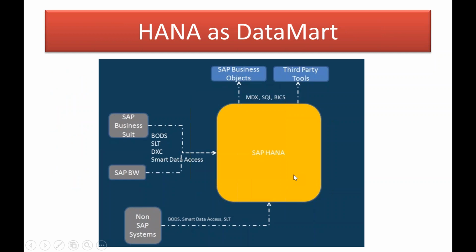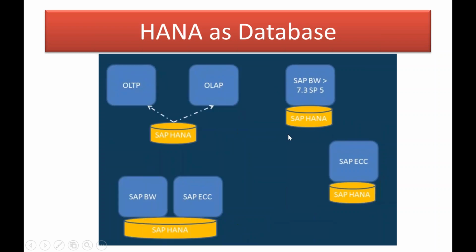So what is a data mart? For example, let's say I have a HANA system. I can extract data from non-SAP systems by using tools like Business Objects Data Services, SLT, DXC, and Smart Data Access. These are all the tools we use to extract data from the business suite, from BW, or from non-SAP systems. We get the data into HANA, start designing the data models, and then consume those data models in reporting tools like Business Objects or third-party reports. So this is completely a data mart.